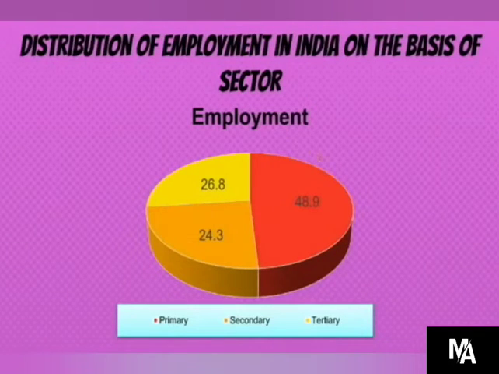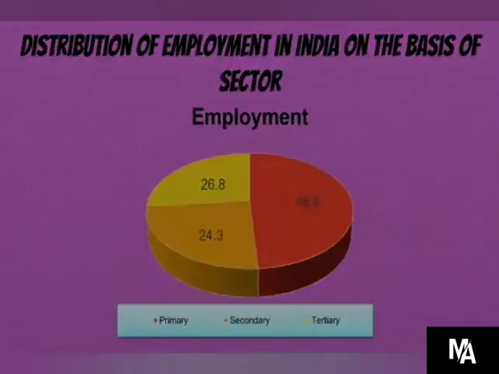The next is distribution of employment on the basis of sector. Here we have the primary sector, secondary sector, and tertiary sector. The primary sector provides employment to 48.9% of people in India. The secondary sector or the industrial sector provides 24.3% employment, and the tertiary sector provides 26.8% of employment in India. So the major share goes to agriculture. Second, it's the tertiary sector, that is the service sector, and then finally it's the industrial sector.